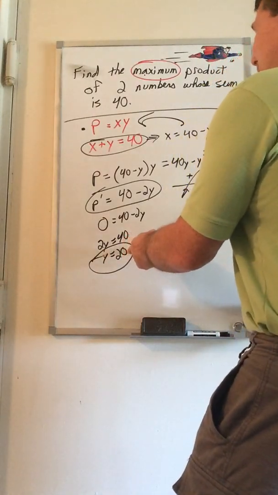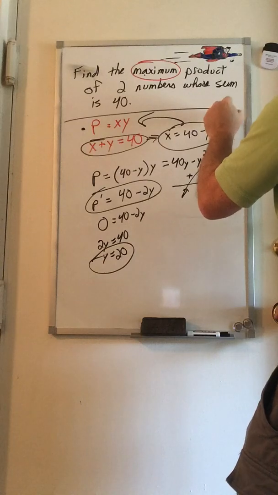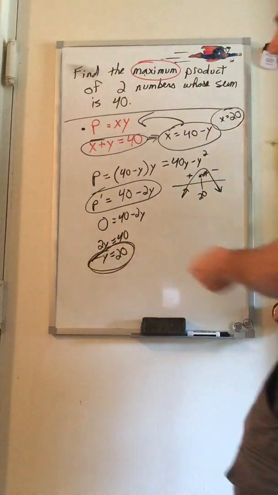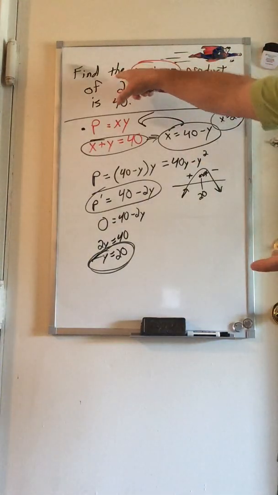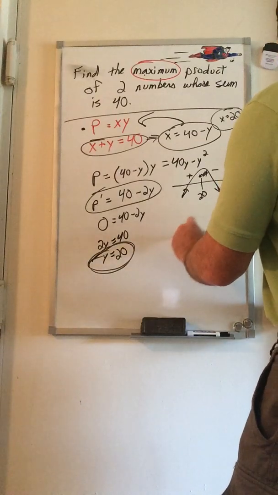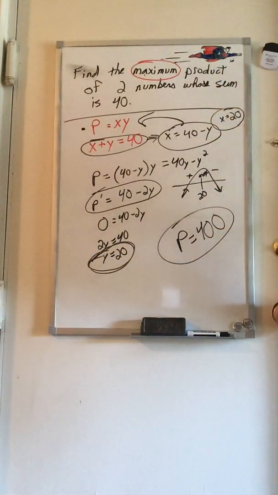Now, we get y equals 20 up here. X equals 40 minus 20, so x equals 20. Now I have my x and my y. Now answer the problem. Find the maximum product. Well, it's x times y. 20 times 20 is 400. And there's my maximum product.